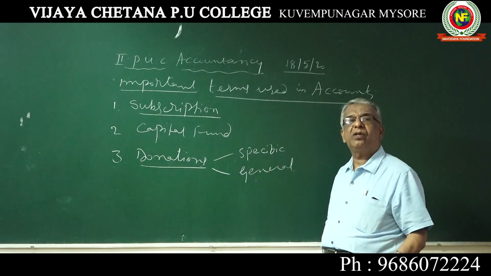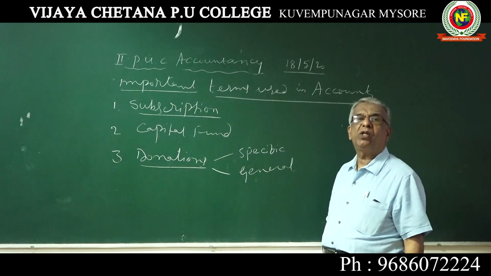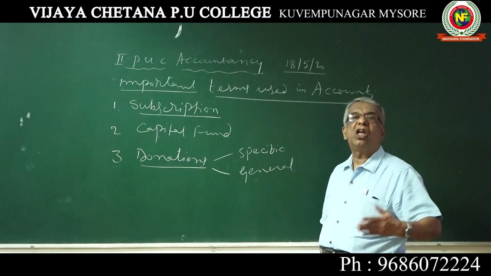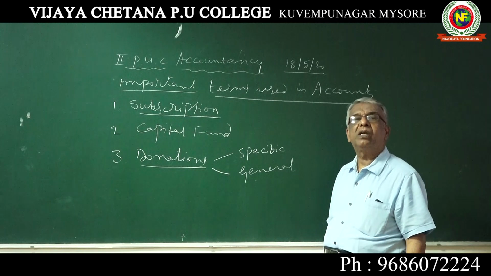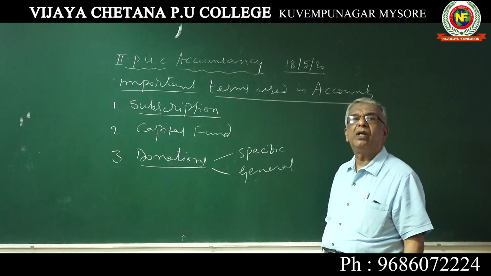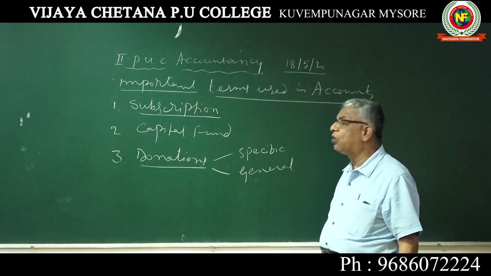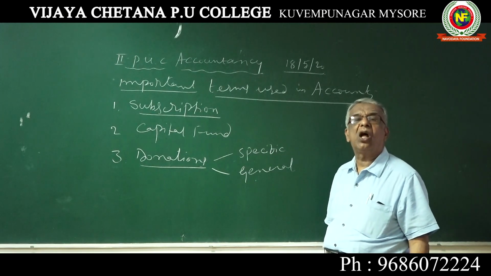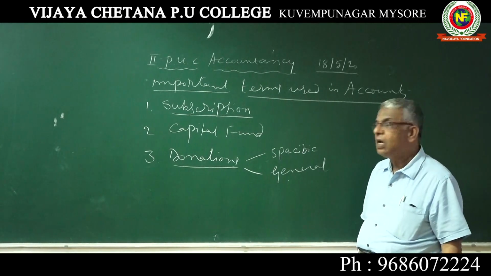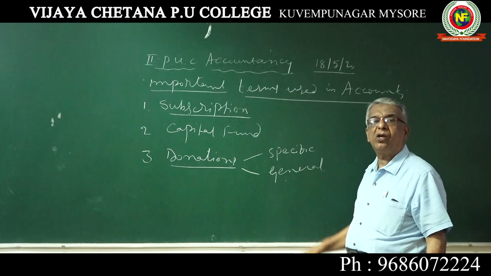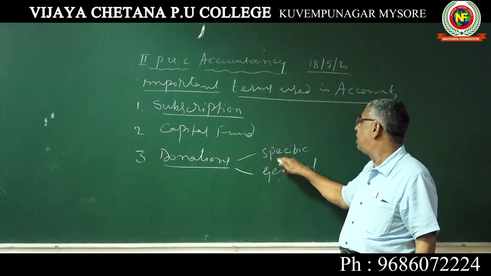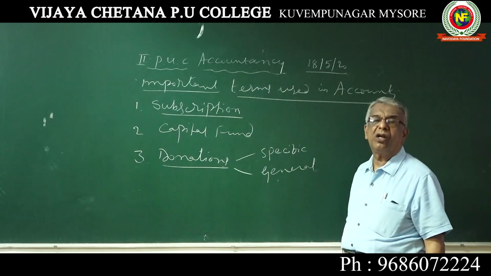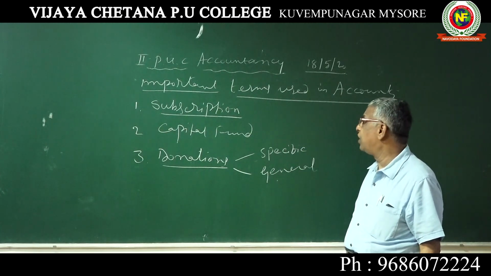Suppose some person has paid 10 lakh rupees as donation to construct a classroom for the education institution. Then whatever amount we have received from the donor has to be utilized only to construct the classroom, and we cannot use that amount for any other purpose. That is what is called specific donation or specified donation.